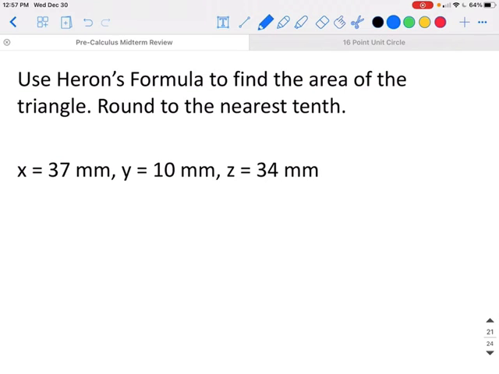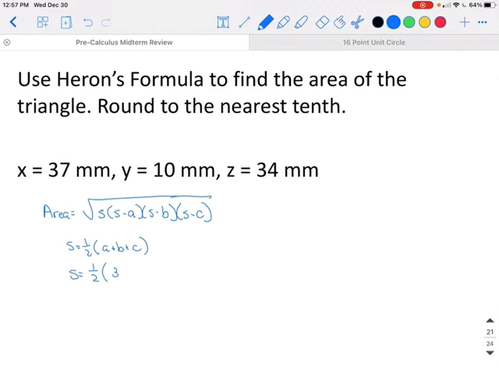We need to use Heron's formula to find the area of the triangle. Now, the area of the triangle formula for Heron's is the square root of S times S minus A times S minus B times S minus C, where S is 1/2 of A plus B plus C. So if we find the value of S first, we're going to see that S is going to be equal to 40.5.